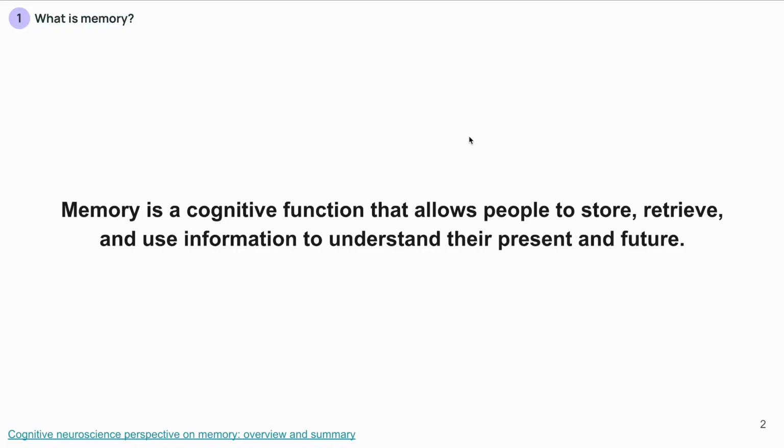So now that you have a taste for memory with the application that we just showed, let's dig into some of the conceptual foundations that are necessary to build up to where we want to go. So first, what is memory? The classic cog-sci definition is memory is a cognitive function that allows people to store, retrieve, and use information to understand their present and future.